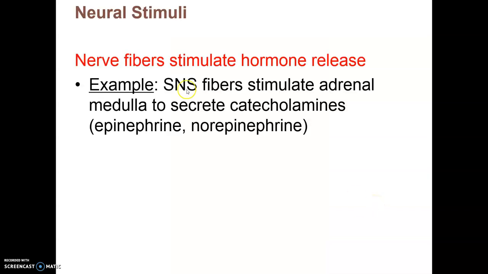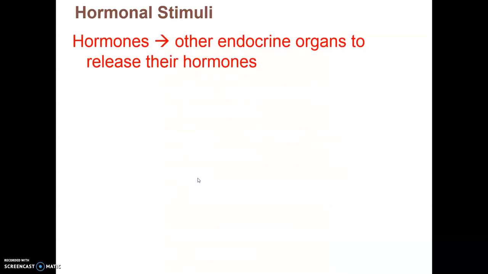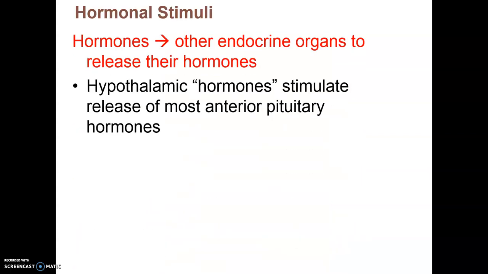Neural stimulus, like sympathetic nerve fibers: when we are under stress, the adrenal medulla releases epinephrine and norepinephrine. You see here, we are under stress, and this is the adrenal medulla, and it will release epinephrine and norepinephrine.